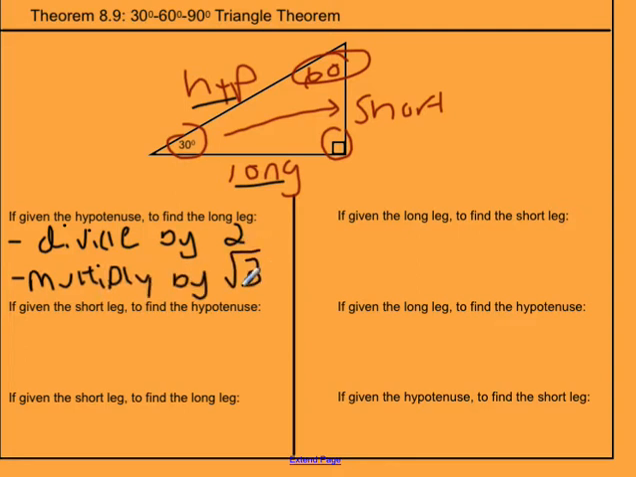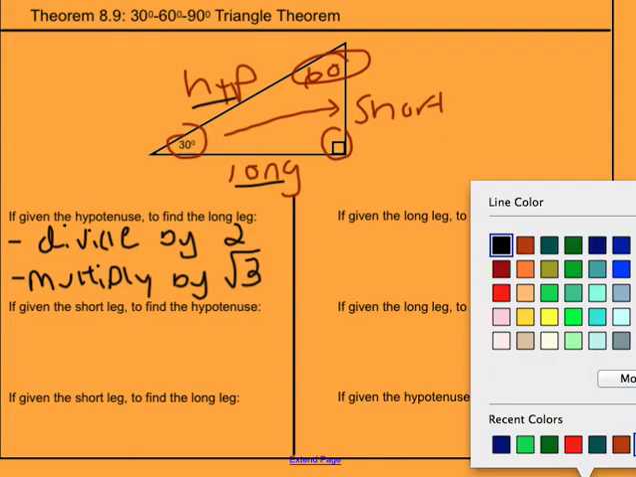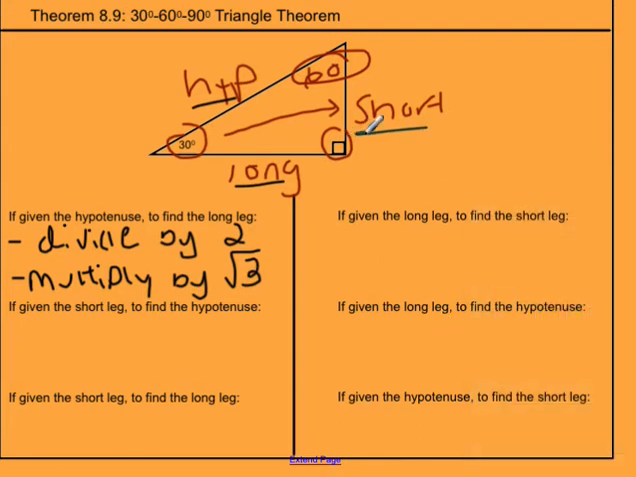So that's your first rule. Divide by 2, then multiply by the square root of 3. Next, if you're given the short leg and you want to find the hypotenuse, all you have to do is multiply by 2.